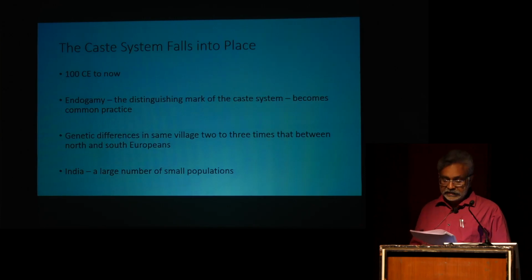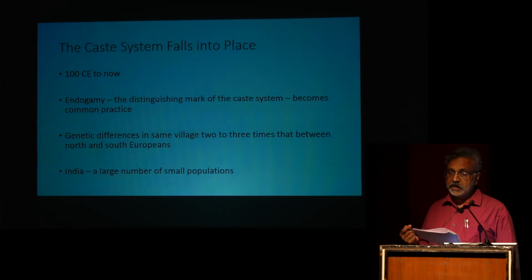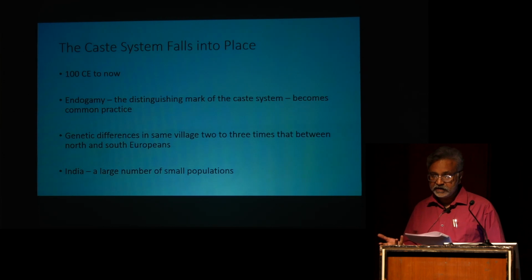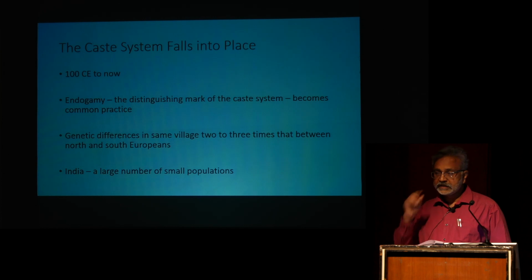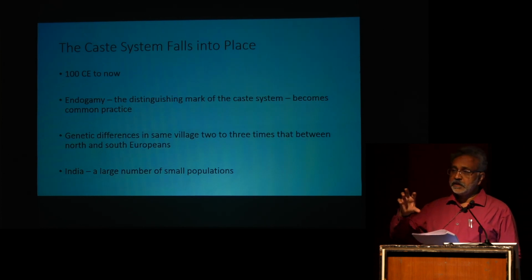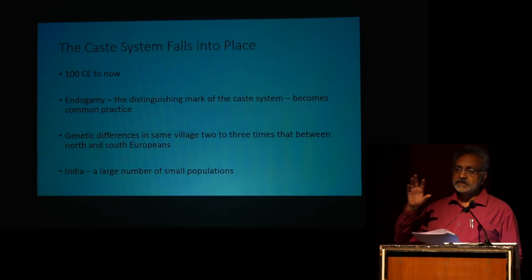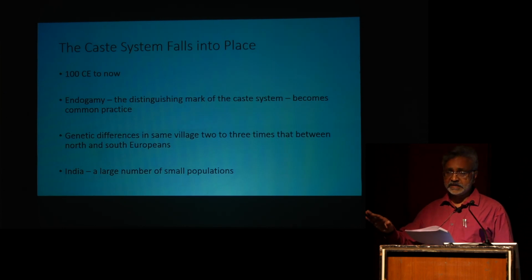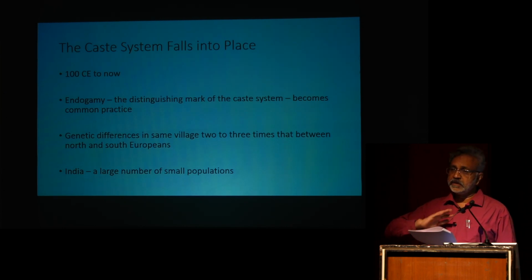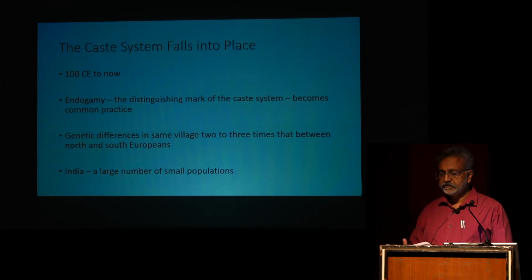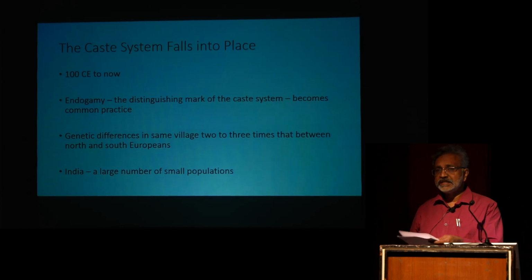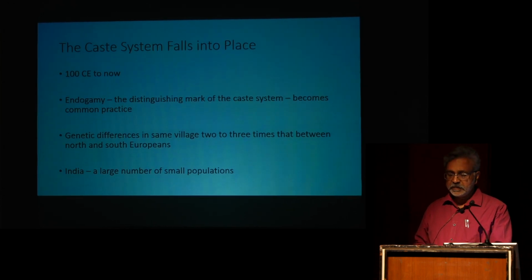Now, the practice of endogamy, or the caste system, that has been in effect for 2000 years has left a major mark on Indian society and its demography and its population structure, says genetic research. For example, genetic difference between people in the same village is 2 to 3 times higher than the genetic difference between North Europeans and South Europeans. So the system has increased differences between people.